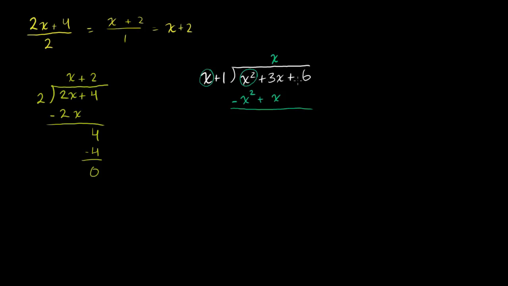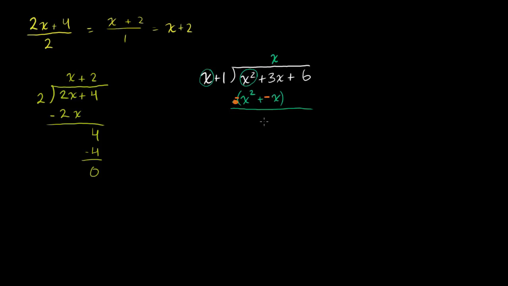X squared plus 3x plus 6 minus x squared. Let me be very careful. This is minus x squared plus x. I want to make sure that negative sign applies to this whole thing. So x squared minus x squared, those cancel out. 3x, this is going to be a minus x. Let me put that sign there. So this is minus x squared minus x, just to be clear. We're subtracting the whole thing.